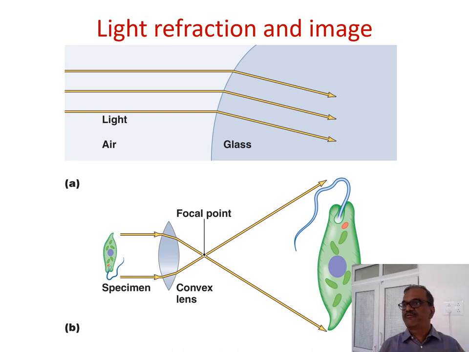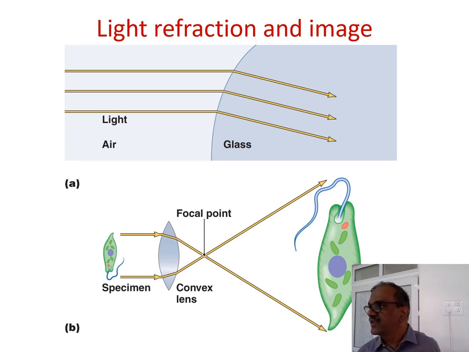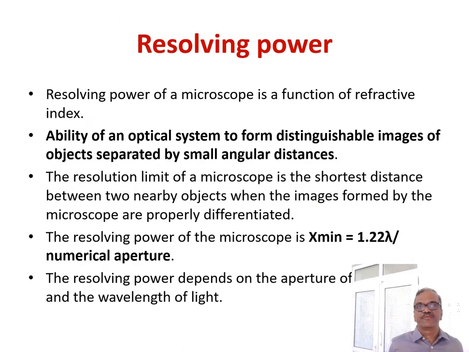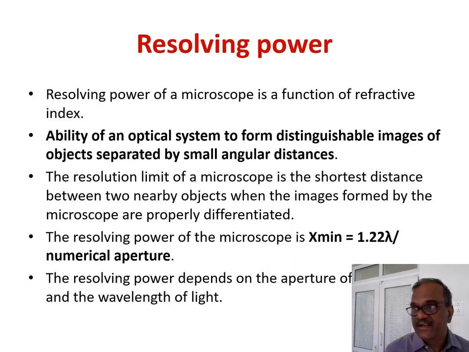So refraction and image formation is another principle. The first one is wavelength, the second one is refraction and image. What is the third one? Resolution or resolving power. Okay, it depends upon the refractive index.